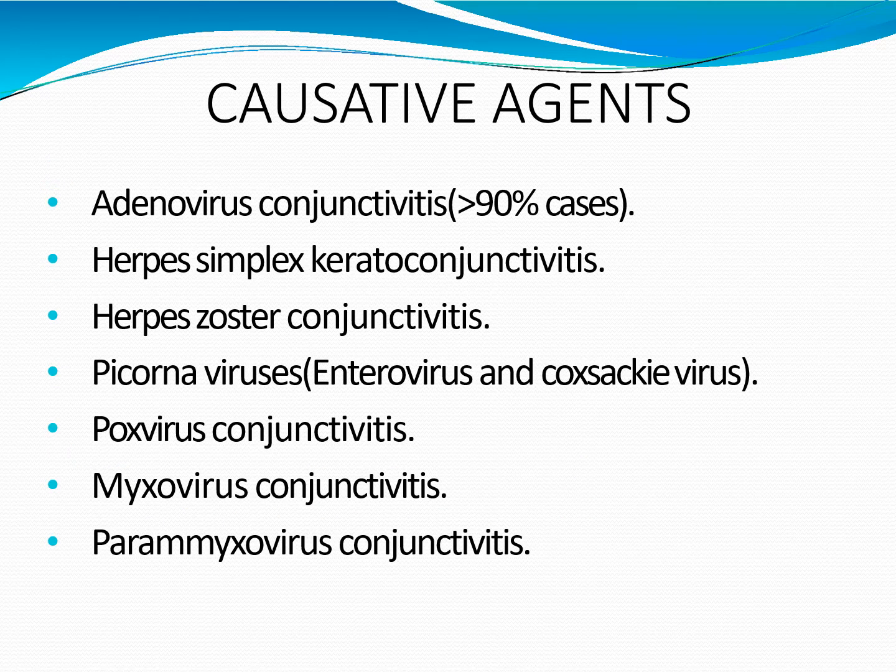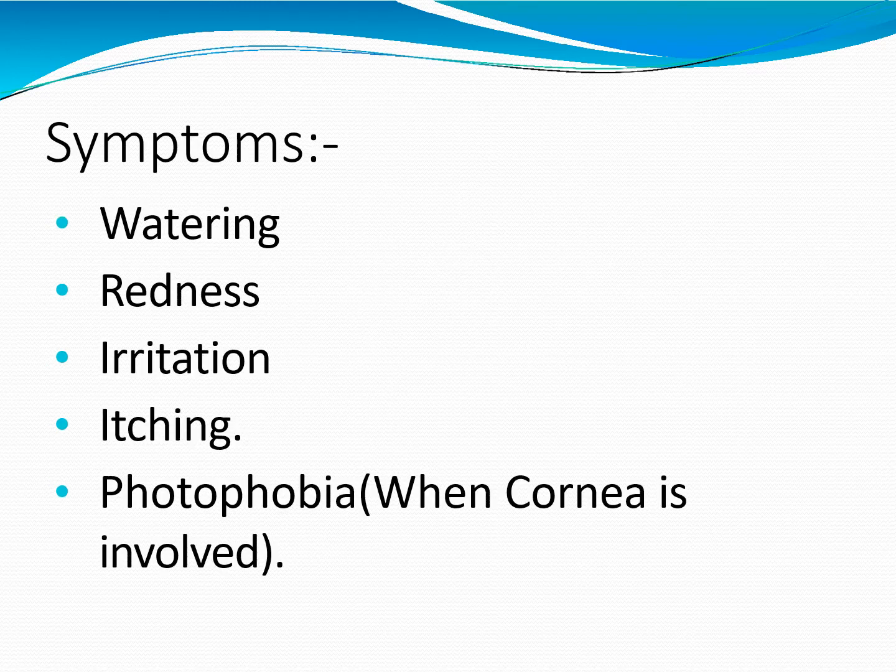What are the various causative agents? We need to know this list. That is, adenovirus conjunctivitis is the most common causative agent in more than 90% cases. Herpes simplex keratoconjunctivitis, herpes zoster conjunctivitis, picornaviruses like enterovirus and coxsackie, pox virus conjunctivitis, myxovirus conjunctivitis, and paramyxovirus conjunctivitis.